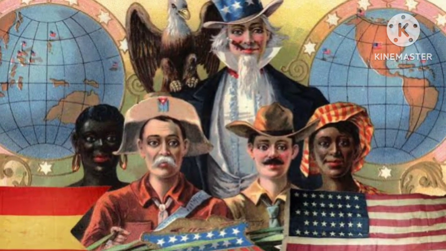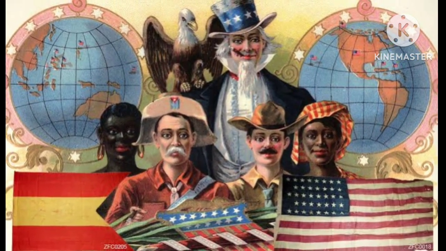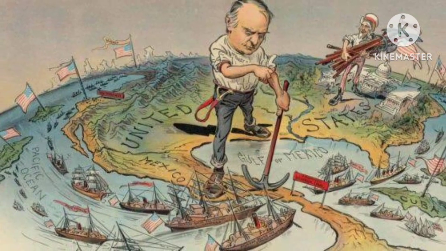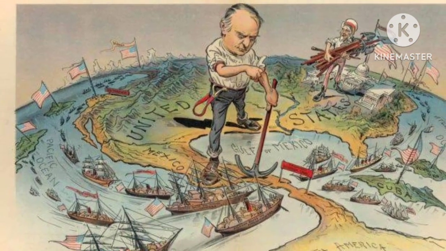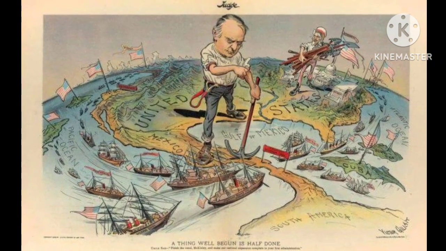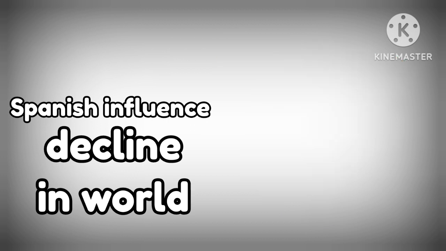The war, fought between the United States and Spain in 1898, resulted in Spain losing its colonies in the Caribbean and the Pacific. In this video, we will explore the reasons behind Spain's defeat and the impact it had on the country. The Spanish-American War was caused by several factors, including Spain's declining power and influence in the world, its mistreatment of its colonies, and the United States' desire for expansion and influence in the Western Hemisphere.